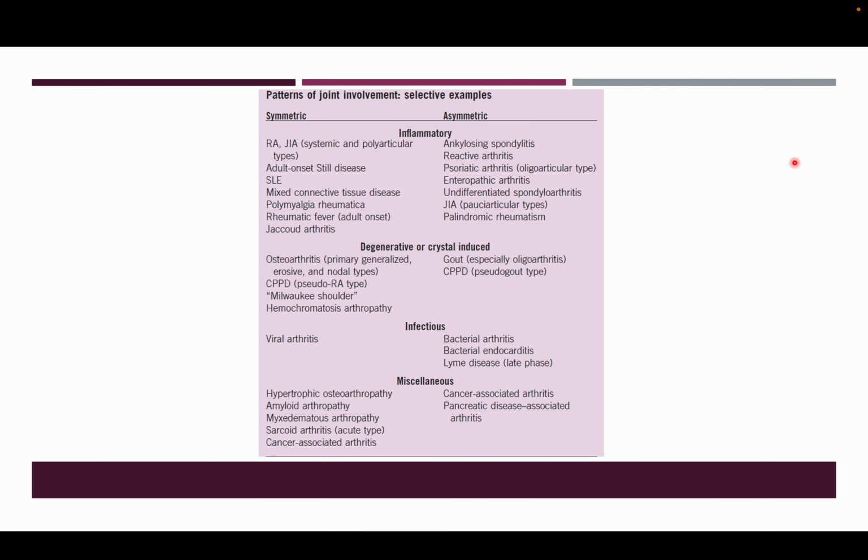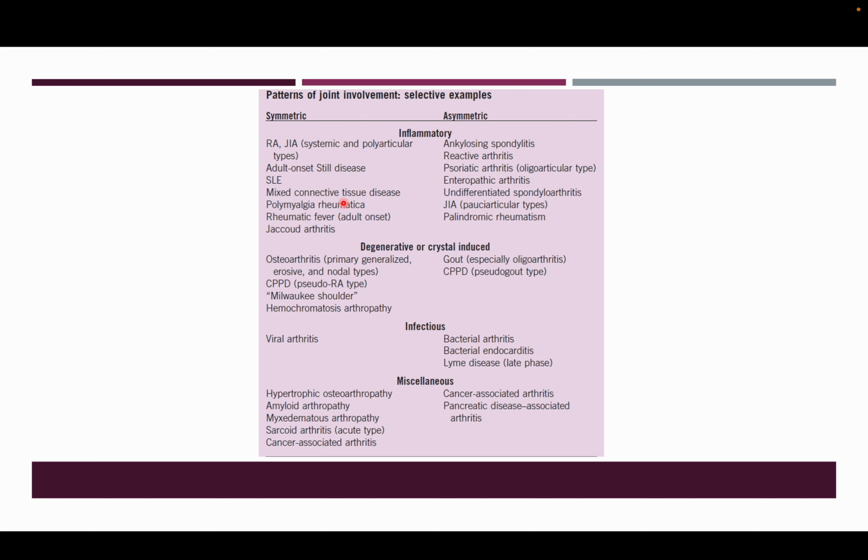So these are the different patterns: inflammatory, SLE, symmetrical, rheumatoid arthritis, or juvenile idiopathic can be symmetric, adult onset Still's disease symmetric, SLE symmetric, MCTD symmetric, polymyalgia rheumatica is symmetric, rheumatic fever is also symmetric. Especially if it is adult, Jaccoud's is mostly a manifestation of SLE. Asymmetric, mainly all spondyloarthritis. Take ankylosing spondylitis, reactive arthritis, psoriatic polyarthritis, and these are all spondyloarthritis. All spondyloarthritis are generally asymmetric. Even juvenile pauciarticular is also asymmetric.